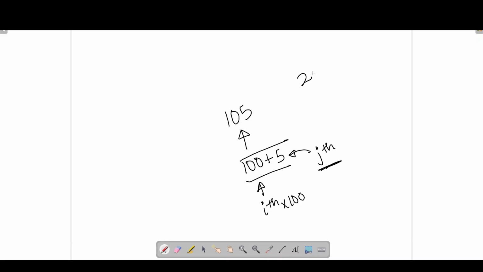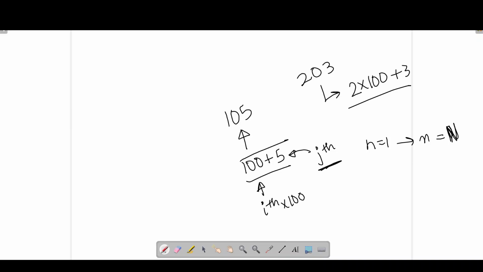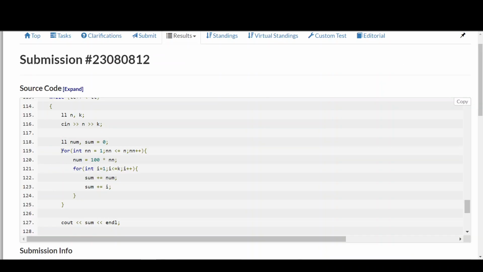If the room number had been 203, what we would need to add is 2 times 100 plus 3. So that way I started from i equal to 1 to i equal to what n was given in our input, and for each of these I added i times 100 to our answer, along with adding the room number from 1 to k. That is, from 1 to k I added the variable j to the answer too. So after adding all this and simulating the whole process, I returned the answer.